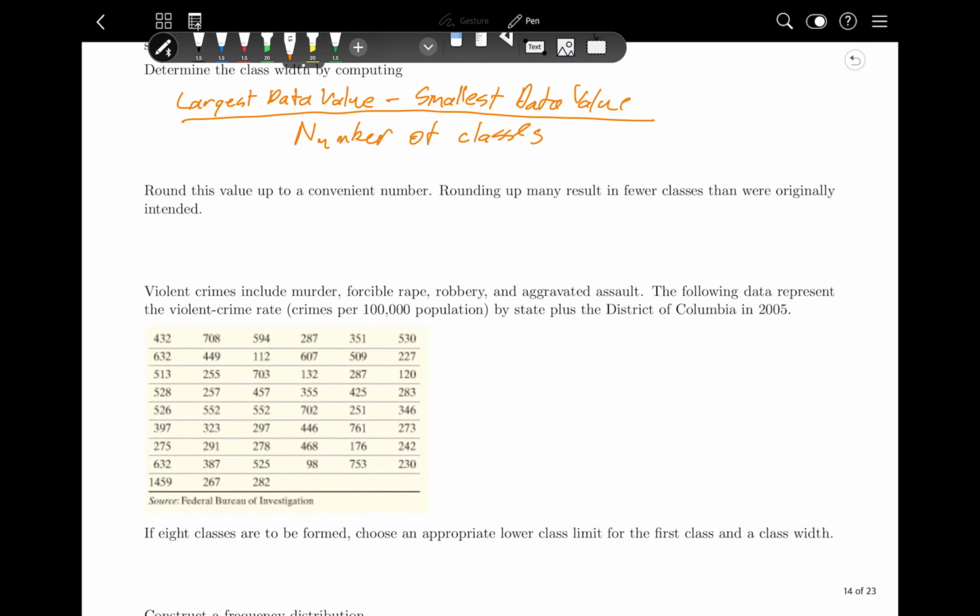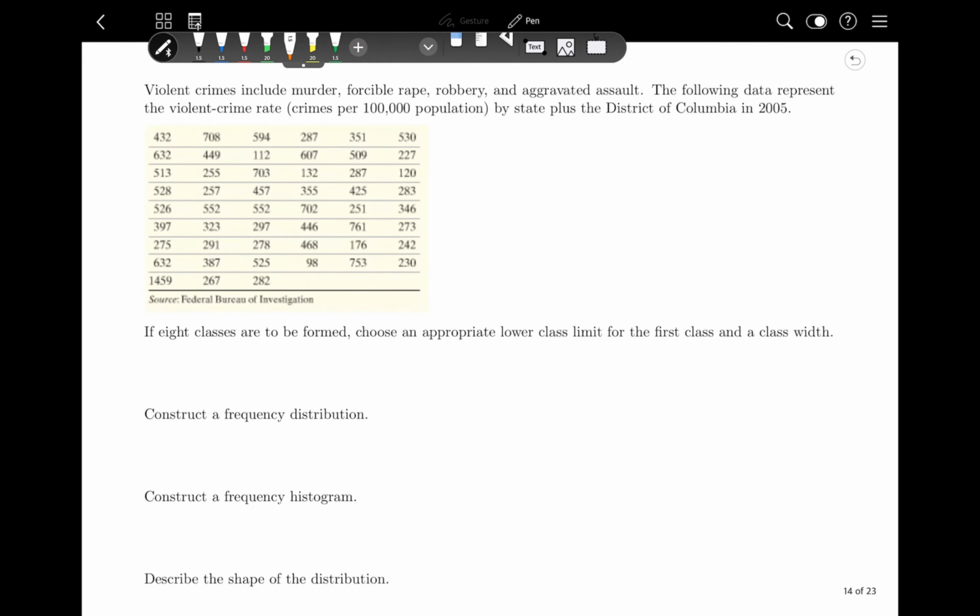Okay. So let's look at an example together, and we're going to use technology to do this once we figure out what our classes are going to be. Violent crimes include murder, forcible rape, robbery, and aggravated assault. The following data represents the violent crime rate, crimes per 100,000 population by state plus the District of Columbia in 2005.